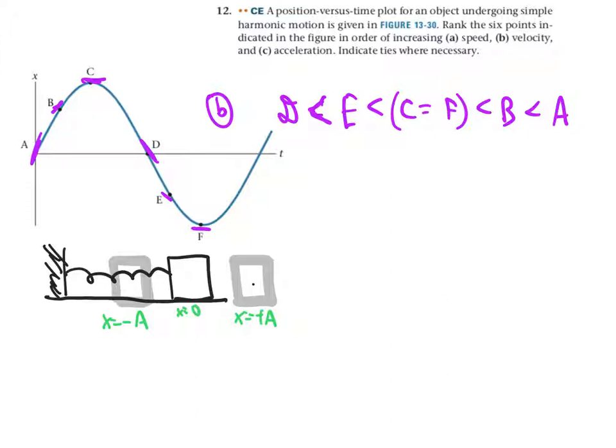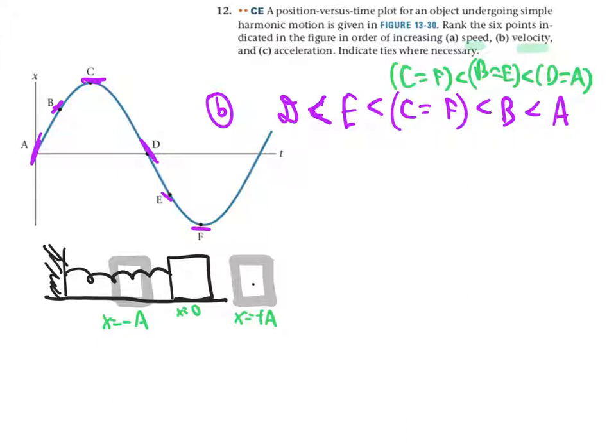And part A is going to say, well, the speed is just the magnitude of the velocity. So we just want to get rid of the negatives or positives. So we're still going to end up with C equal to F because the absolute value of 0 is 0. But we can also see that D and A are the same, which means they're going to pop up over here. And then it looks like B and E are the same, and they're going to be down here. B and E are the same, but of course they're greater than 0, so we'll have B equal to E in here, and then that'll be less than D equals A.